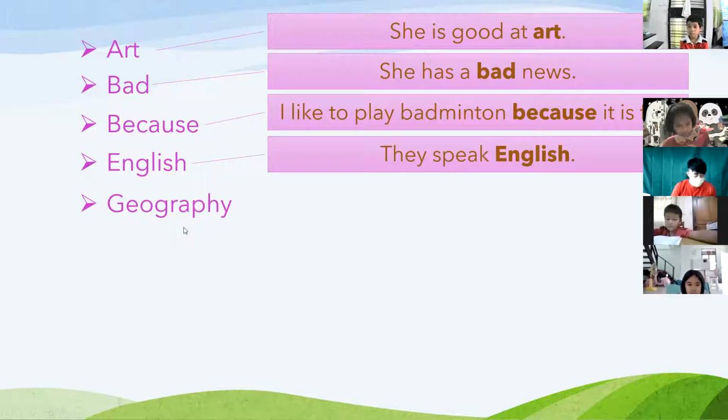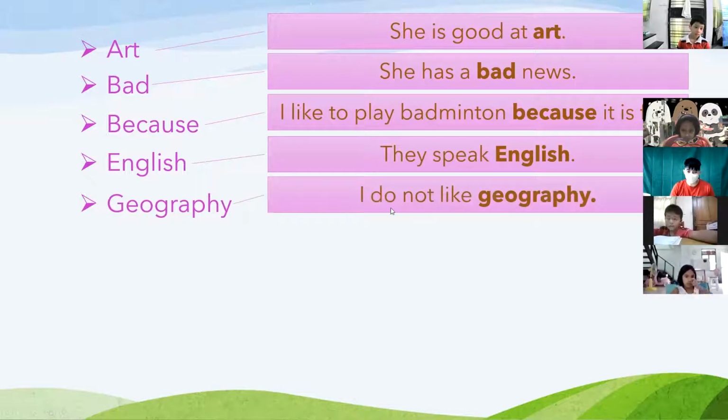Geography. Okay, repeat after me. Geography. Okay, everybody read geography. I do not like geography. Okay, number five, we have the word geography. I do not like geography. How about this one? How do you read that?